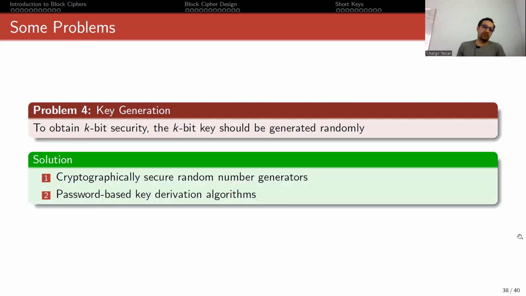So how can you generate a secret key in a random way? You cannot flip a coin all the time, right? For instance, if you want to use RSA 4096, you cannot flip a coin 4,000 times and then record tails and heads and then turn them to zeros and ones. So you should have a fast method of doing this. One solution is using cryptographically secure random number generators.